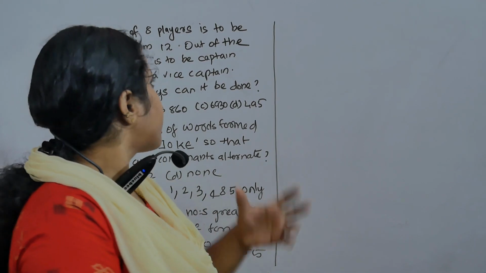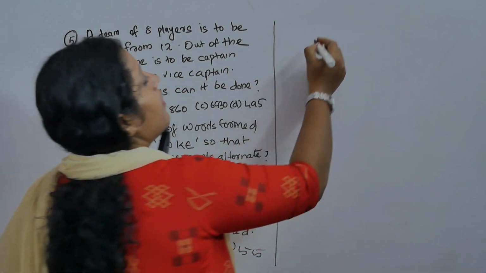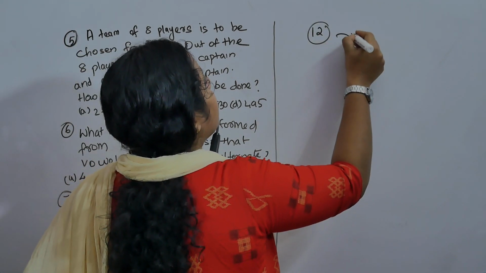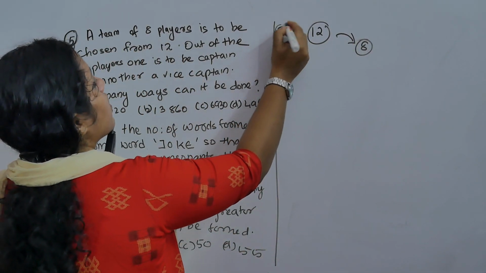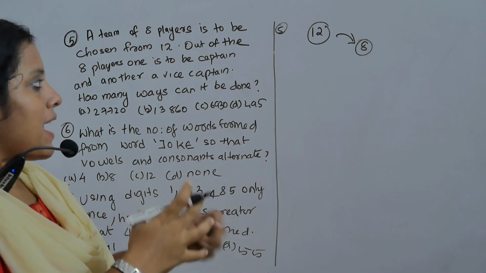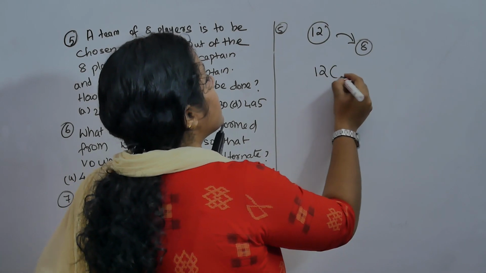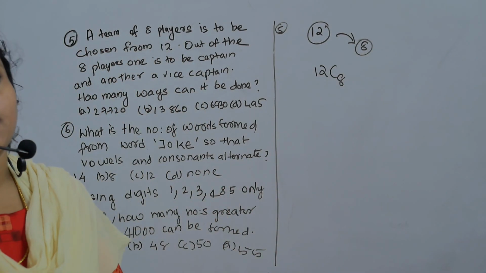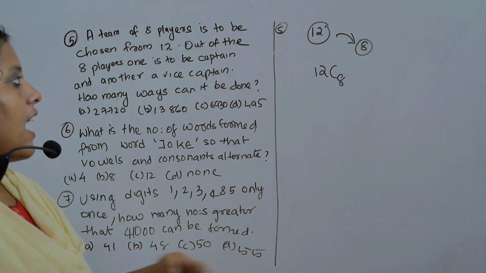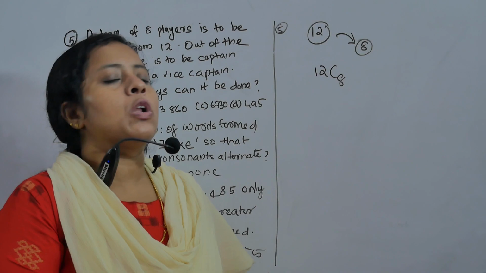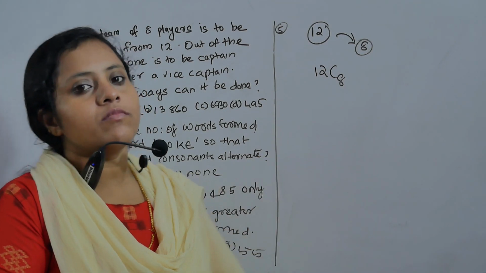Okay. So let's see how can we do. See, from 12 we have 12. Out of that we need to take 8. Okay. So I'm solving the 5th question. From 12 we need to choose 8. So what are the different ways? It's clear that it is 12C8. Because we have 12 players, and in how many ways means we will go for a combination, that is 12C8.